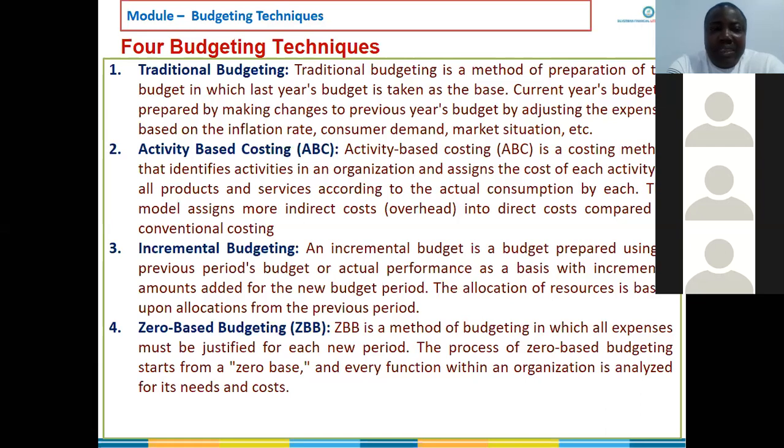Okay. But activity-based costing, you are going to look at what are the cost drivers. We normally call them cost drivers. What activities drive the costs of the business? So it's a costing method that identifies activities in an organization and assigns the cost of each activity to all products and services according to the actual consumption by each. This model assigns more indirect costs, overheads, into direct costs compared to conventional costing. Conventional means the traditional concept. Do we see any difference over here?